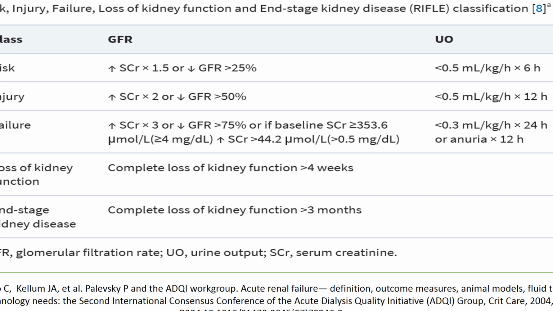And then they further classified it into 5 levels: risk, injury, failure, and then they had 2 outcome stages where they talked about loss of kidney function and end-stage kidney disease. So as you can see, this talked about baseline creatinine. Not everybody has a known baseline creatinine, so they proposed that you could use the MDRD formula to calculate what the presumed baseline creatinine would be in a patient.